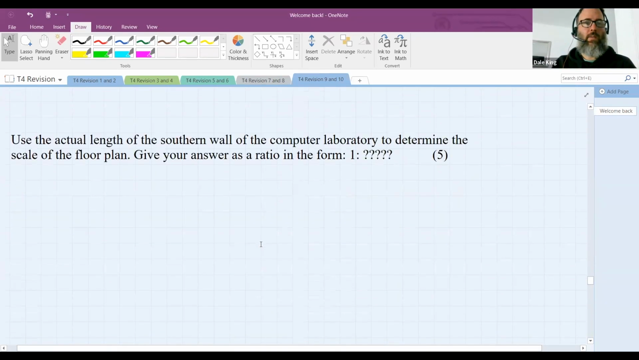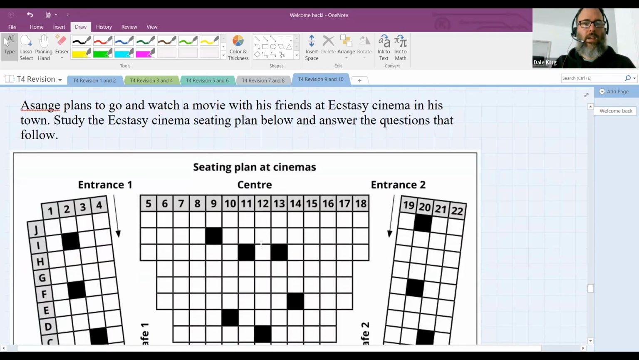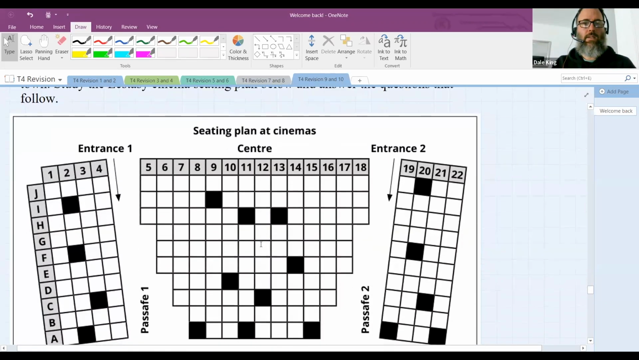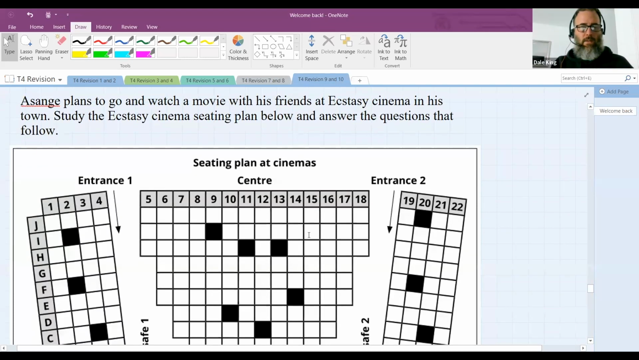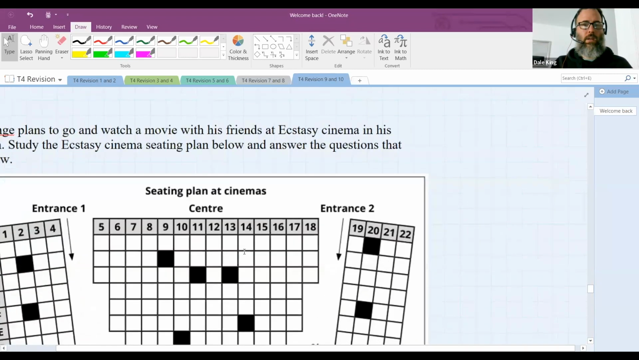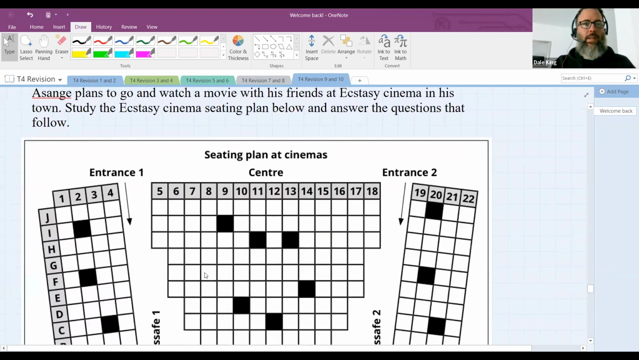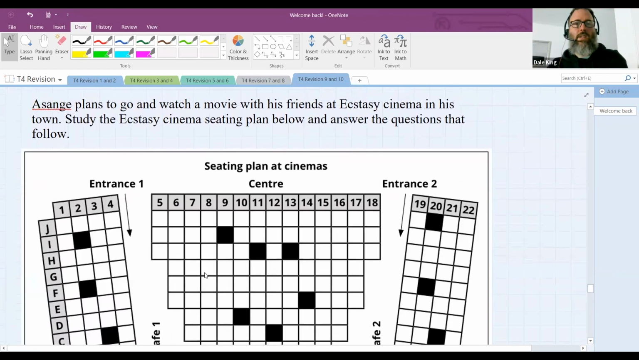All right, we've done that one. All right, here's the next scenario. And I'm sure you've seen something like this in your exams. I'm just going to zoom out a little bit because it's a bit big. There we go. All right. Assange plans to go and watch a movie with his friends at a cinema in his town. Study the cinema seating below and answer the questions that follow.